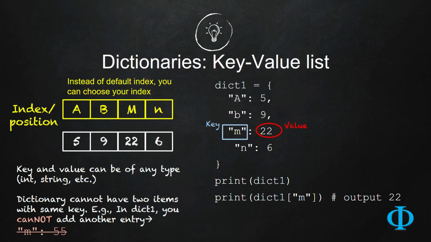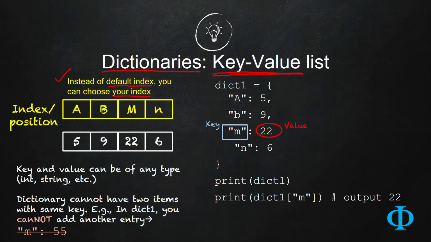Now we will learn about the Python dictionaries. So dictionaries are basically another way to store several data items together, and this time the data items are being stored in a key value format. So what does that mean? The meaning is like this: instead of the default index, you can choose your own choice of index.